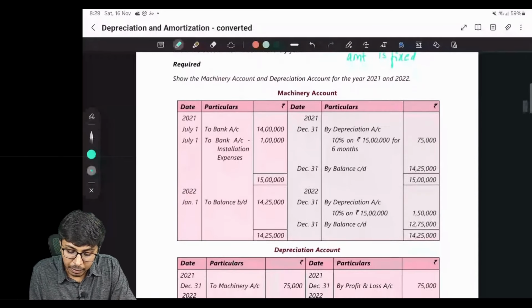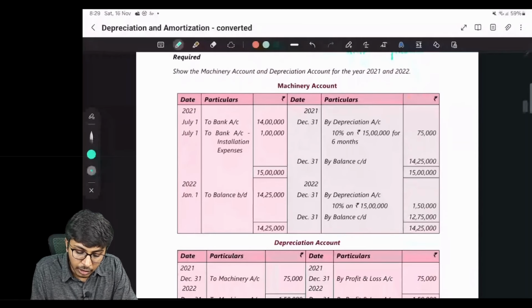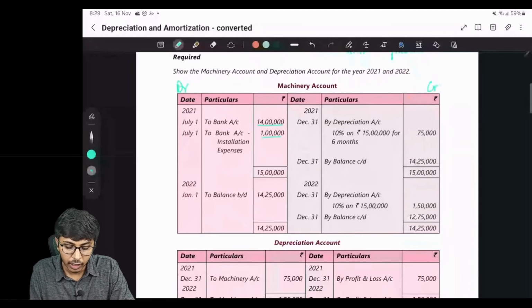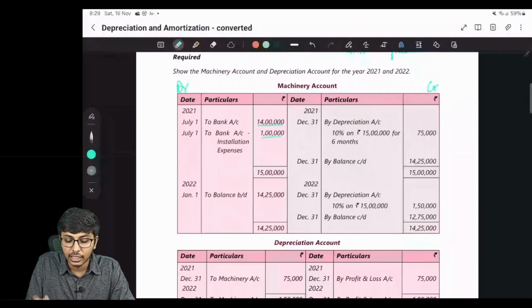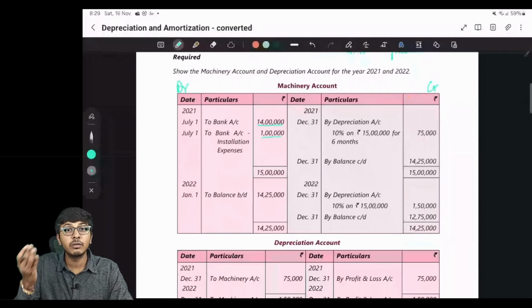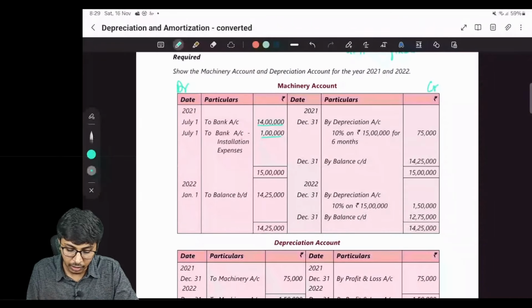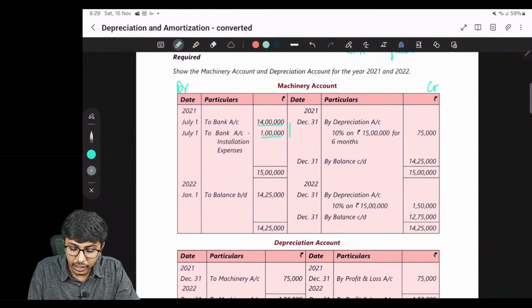So we will see here what is happening. Machinery account, when I purchased, 14 lakhs debit. This is debit balance, this is credit balance, these are all basics you would have covered already. So machinery account debit, I am increasing the asset value. Assets will be increased in value by debiting, assets will be decreased in value by crediting. These are all the basics I am telling you. So 14 lakhs, 1 lakh, this increased my asset value.